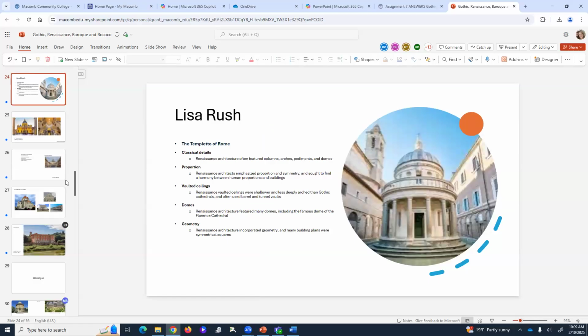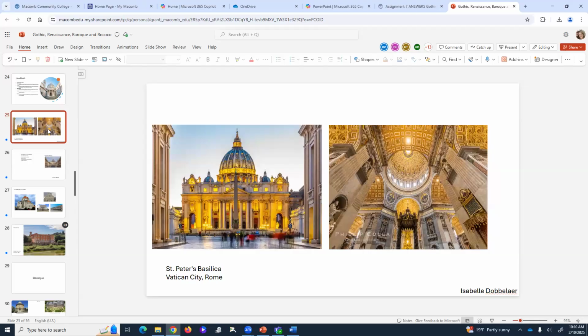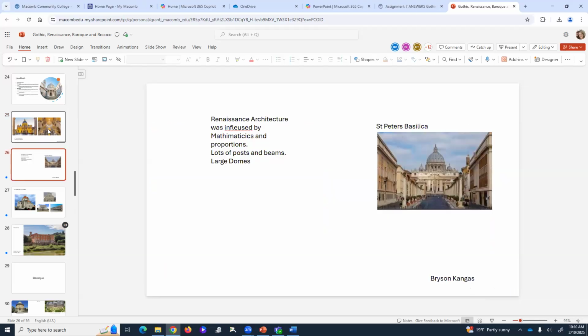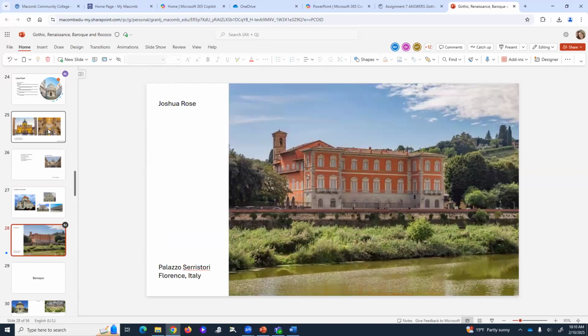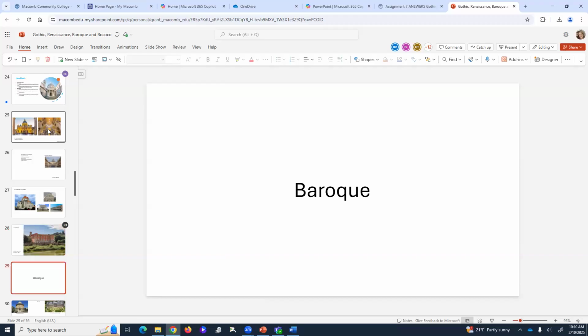Awesome. Yeah, I like this one. This is a good example of it, this temple. Geometry. Renaissance architecture incorporated geometry and many building plans were symmetrical. All right, so love it. I really like that you guys are actively going in and finding these, and maybe you connect with it a little bit better than with a pure lecture as well. Good examples. Yeah, nice.